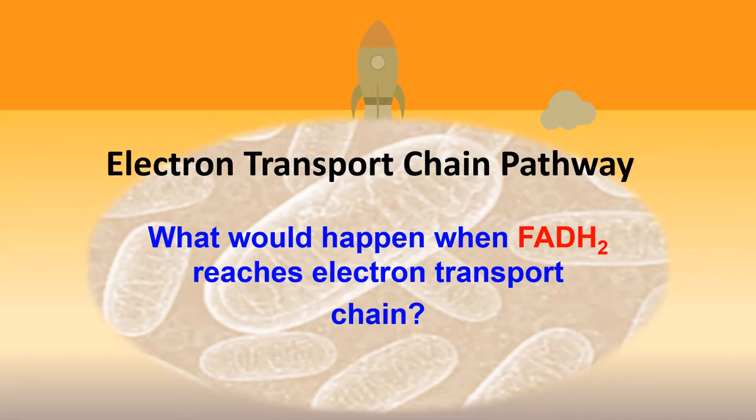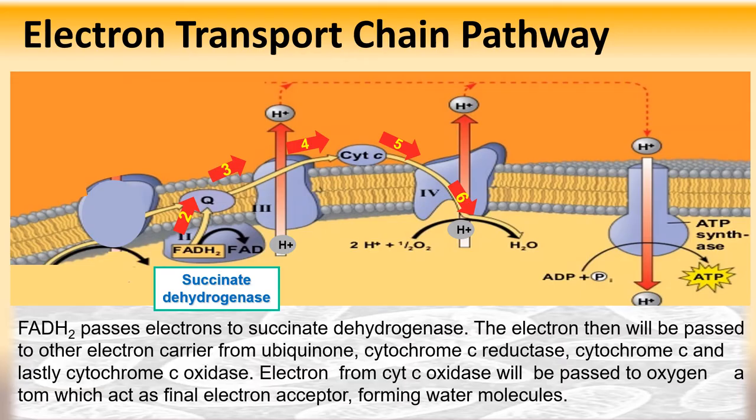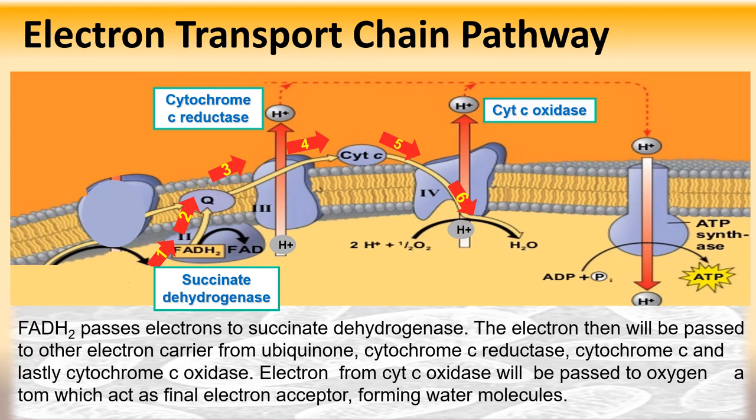What would happen when FADH2 reaches the electron transport chain? FADH2 passes electrons to succinate dehydrogenase. The electron then will be passed to the other electron carriers, from ubiquinone to cytochrome C reductase to cytochrome C and lastly cytochrome C oxidase. Electron from cytochrome C oxidase will be passed to oxygen atom, which acts as the final electron acceptor. Oxygen ion reacts with hydrogen ion in the mitochondrial matrix, forming water molecules.